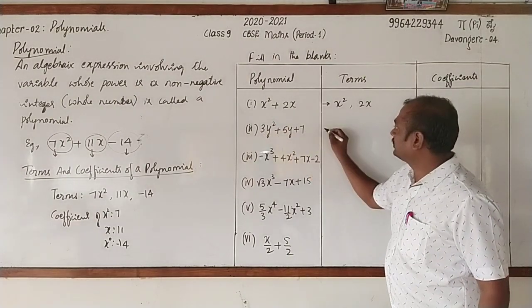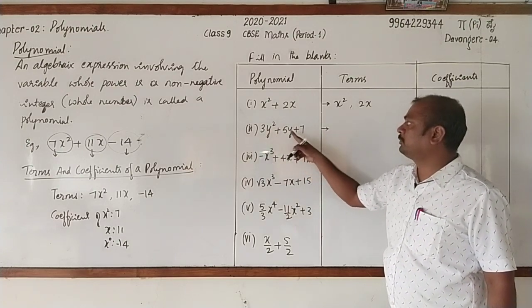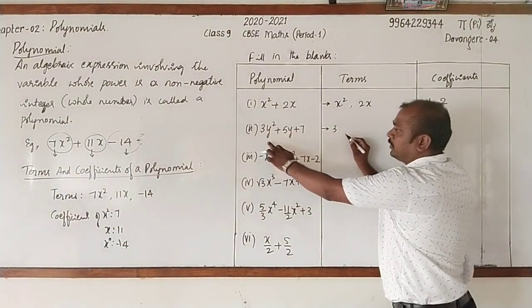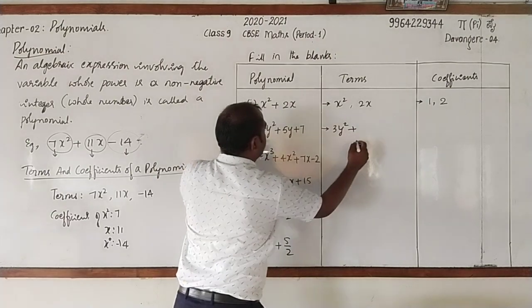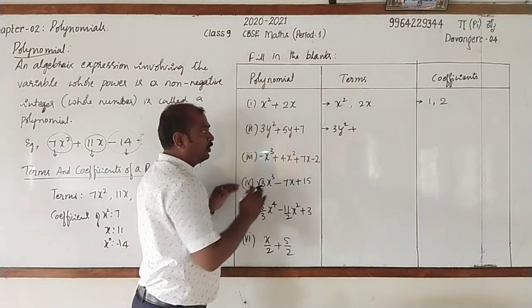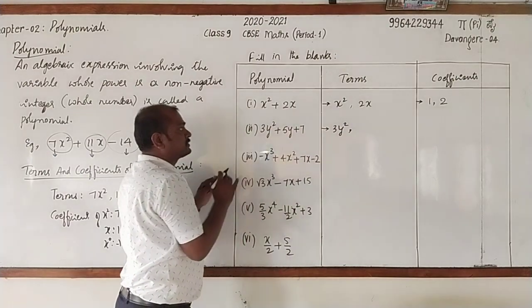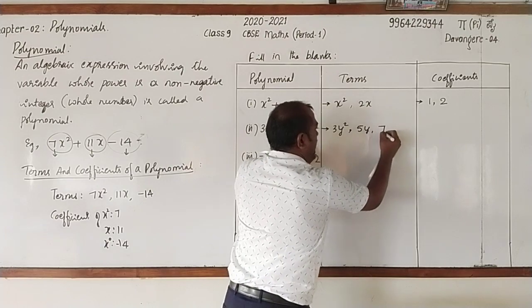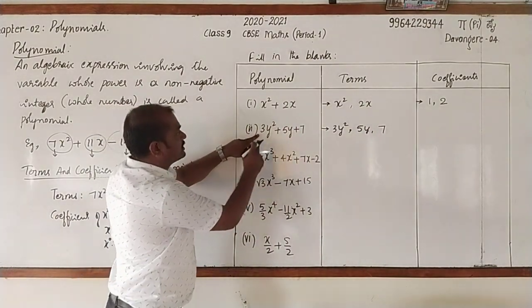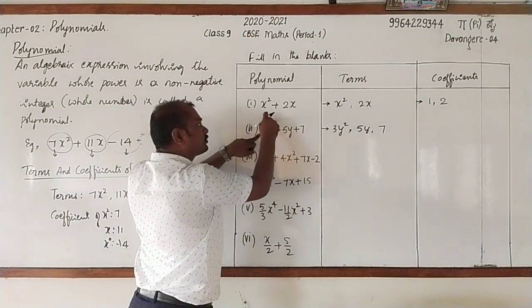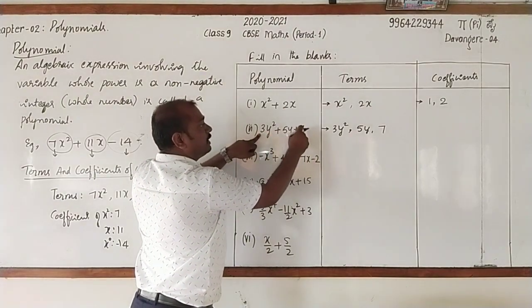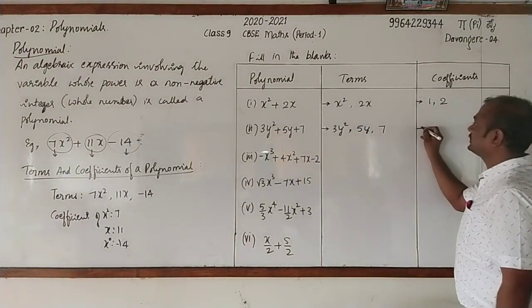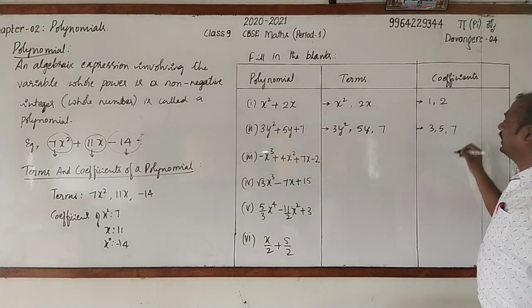Next. Come to second polynomial. 3y square plus 5y plus 7. Here the terms are 3y square. Should we write plus? No, because we are writing the terms, we have to write them separately. Next, 5y is there. What is the other term? 7. Tell the coefficients. 3 is the coefficient of y square. 5 is the coefficient of y. 7 is the coefficient of y raised to the power 0. It is 3, 5 and 7.